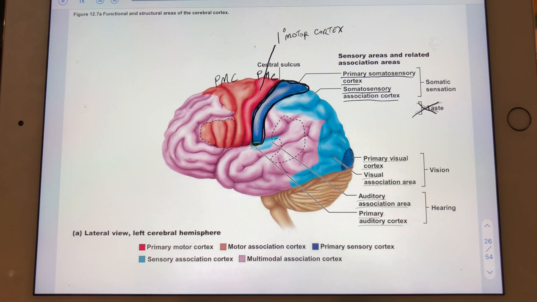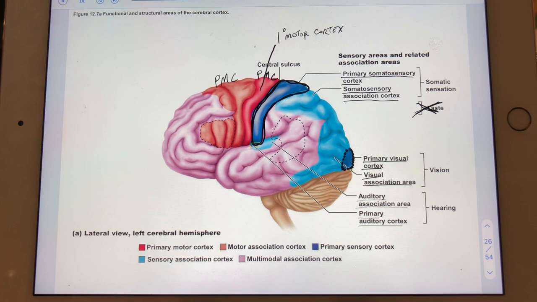Okay, we'll come back to this one. It's not well labeled here. Sitting here, and we'll fine-tune where this is in another view as well, is the primary visual cortex. And sitting anterior to that is the visual association area. So your vision areas are located in your occipital lobes, but your somatosensory areas are located in your parietal lobes. Okay?